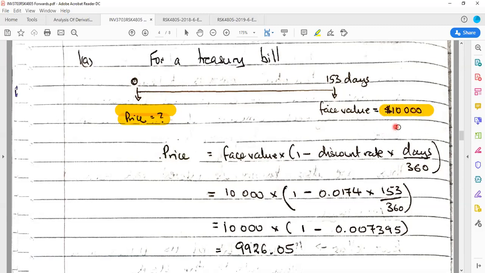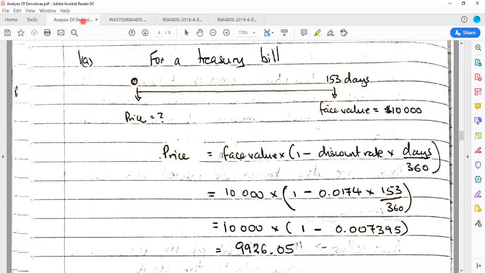So in this case, we were told the face value is 10,000. So you just substitute 10,000 multiplied by 1 minus our discount rate of 0.0147. You change it to a decimal, multiplied by 153 over 360. If you simplify this part, we get 0.07395. Then we subtract from 1 multiplied by 10,000, and we get 9,926.05. Okay.